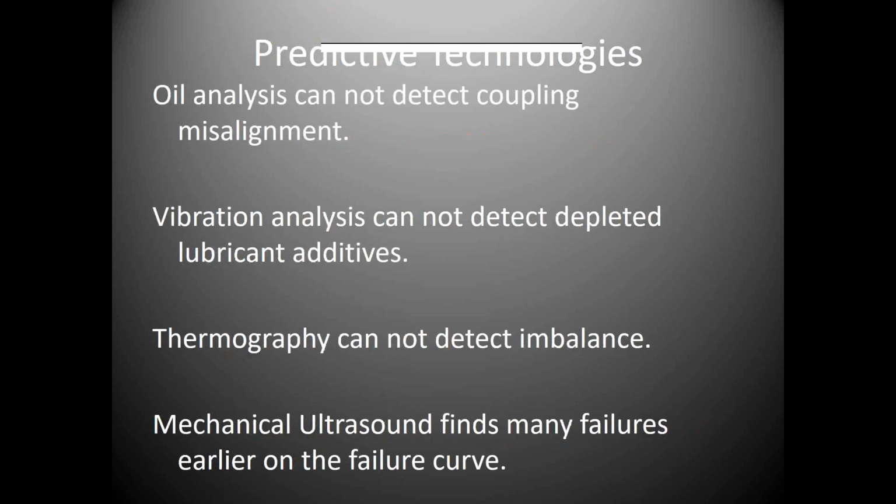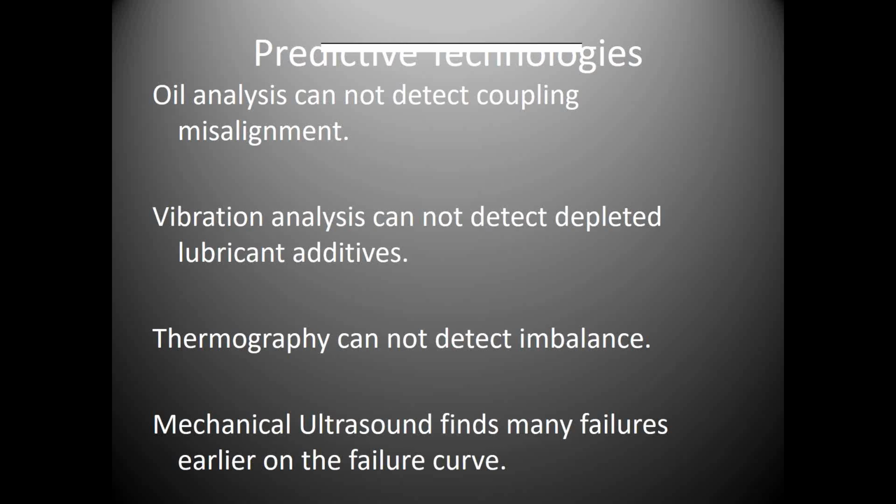And a couple of examples of that when you're looking at technologies and what we're looking for. It states here, oil analysis cannot detect coupling misalignment. So if you're looking for misalignment issues at your facility, the best technology is going to be vibration analysis, because that's going to tell us at 2 times RPM we have some misalignment issues. But vibration analysis cannot tell us if the additives in our lubricants are depleted. As we learned in the previous sessions, there's additives in there. The only thing that'll tell us what those additives are is oil analysis.